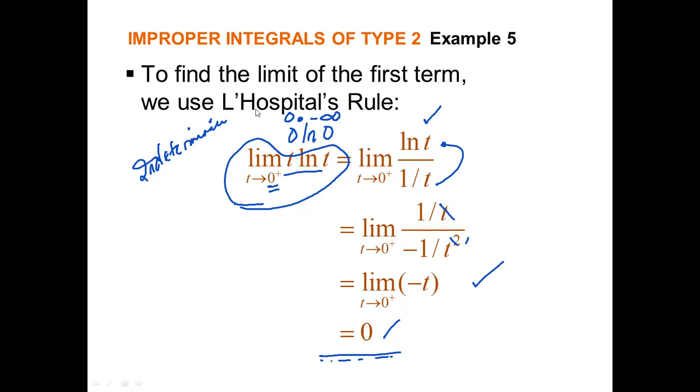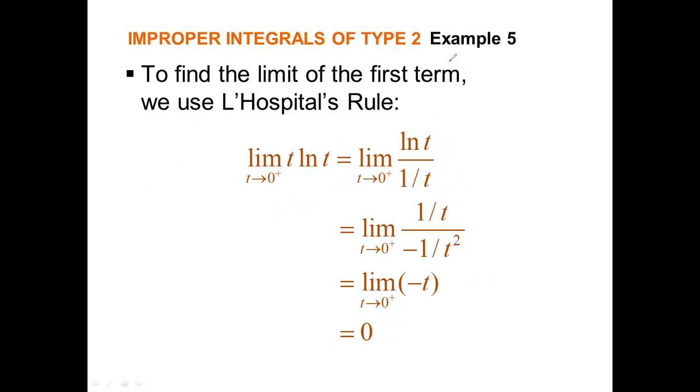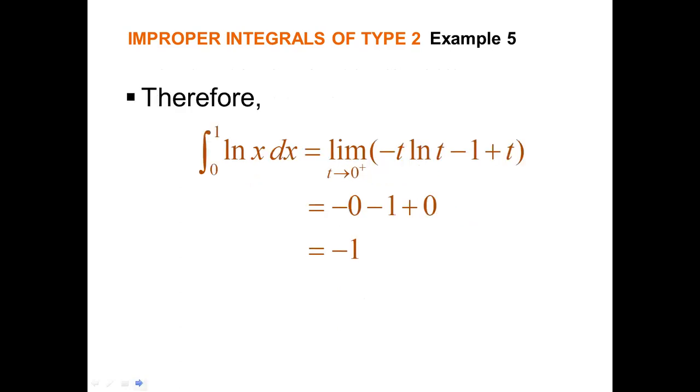Feel free to interrupt me if it's not clear to you, okay? Now, we continue. So negative 0 is still 0 for this one. That's negative 1 and 0. So the answer is negative 1.